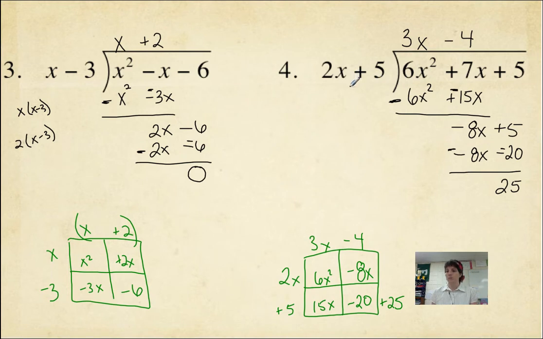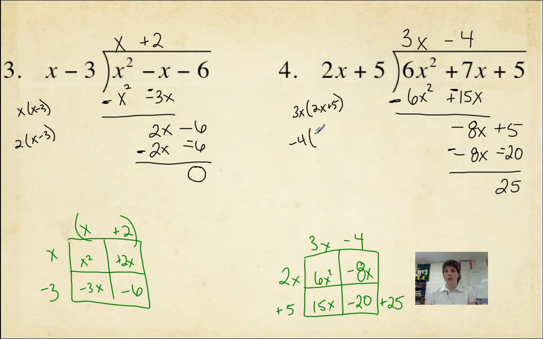So when we do these problems, we're going to proceed just like we had done before. 2x times what would give me 6x squared? Well, that would be 3x. And then we distribute. So 3x times 2x plus 5 would give us 6x squared plus 15x. We subtract because we have to subtract in both columns. Get a 0, and we get negative 8x. We bring down, and then we ask ourselves, 2x times what to get negative 8x? We would do negative 4.